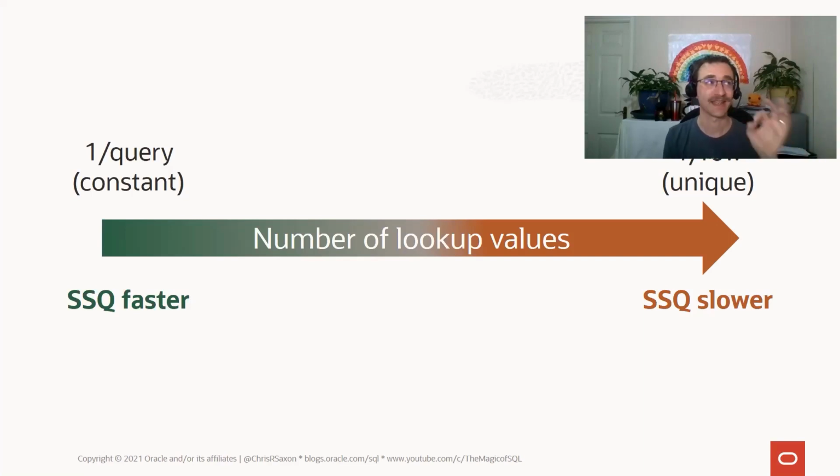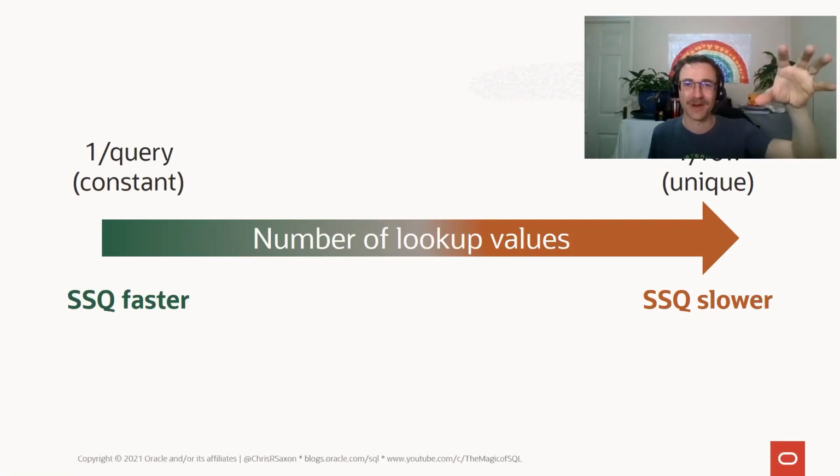And in this case, it can actually be the fastest way to write your query. We go to the other extreme where every value is unique for that scalar subquery. So each row from the input looks up a different row in that scalar subquery.